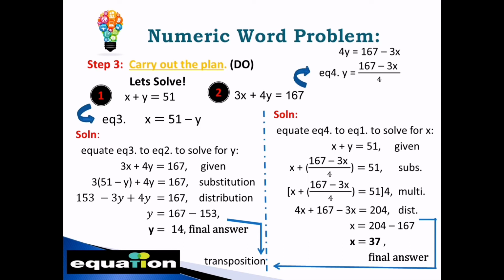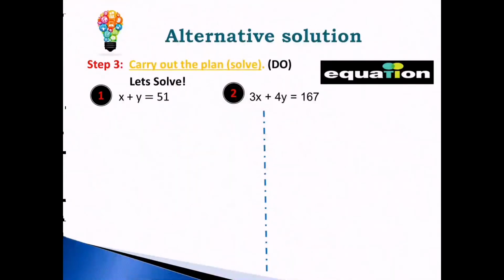But if you feel that it's hard for you to really understand it, I'm going to offer you an alternative solution to solve this problem, like in this way. So let us go back to the second step, and that is the third step, which is to carry out the plan. So just bring down all the equations here. Then what you're going to do is the same process. You're going to have an equation out of equation 1 or equation 2.